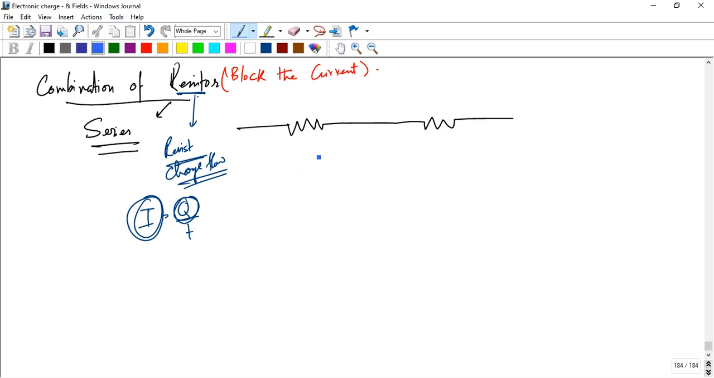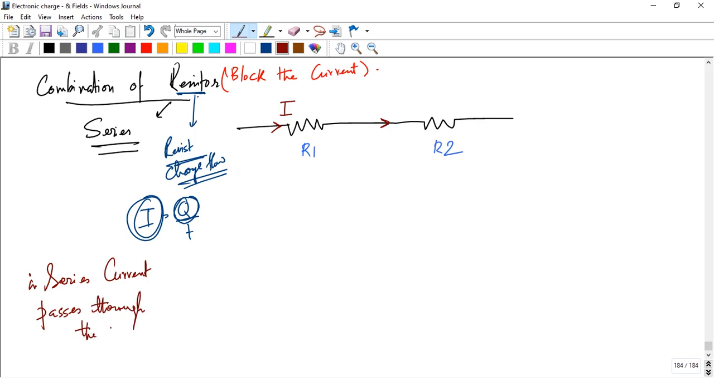So here there are two resistors, with resistances R1 and R2, connected in series, so the current passing through them is the same. So in series, the current is the same, but the potential is different.